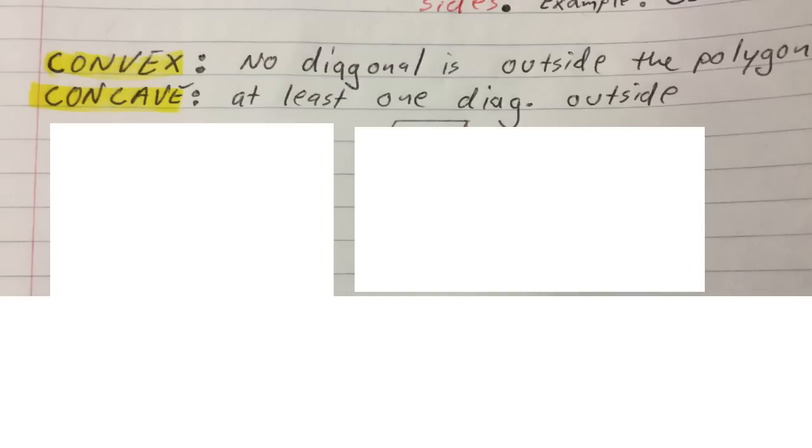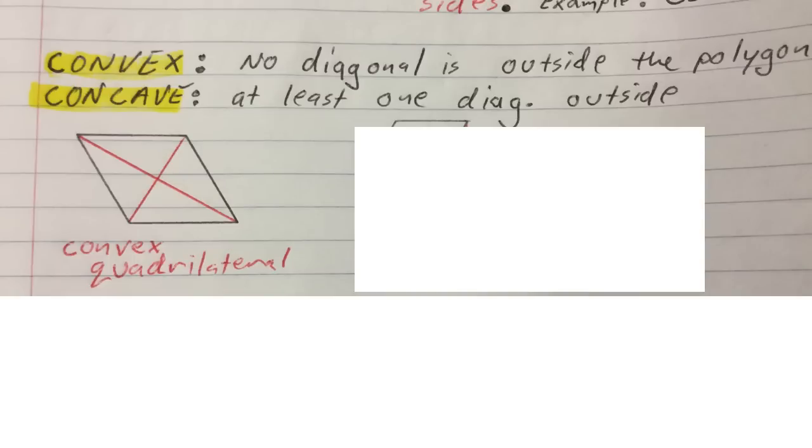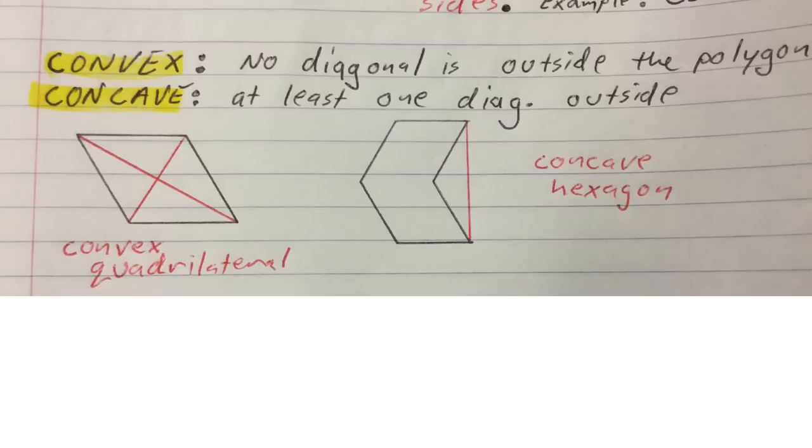Some more definitions: concave and convex. A convex polygon is one in which no diagonal is outside of the polygon. So here we have a convex quadrilateral. And concave is when at least one of the diagonals is outside of the figure. So here we'd have a concave hexagon.